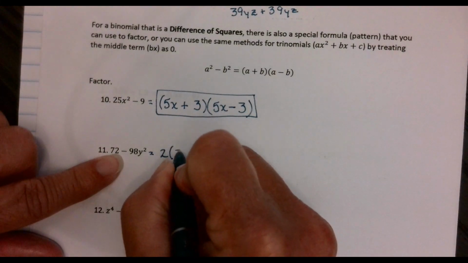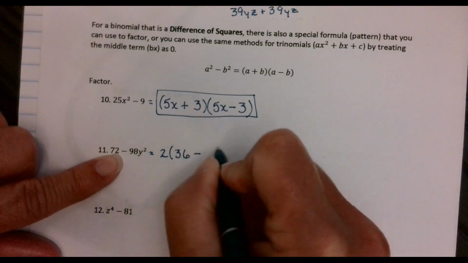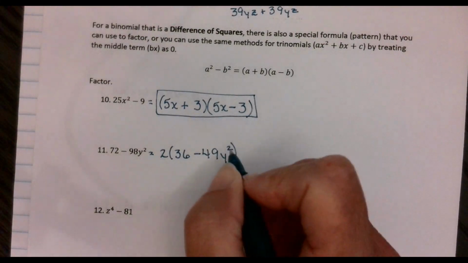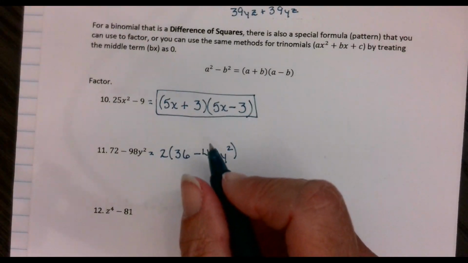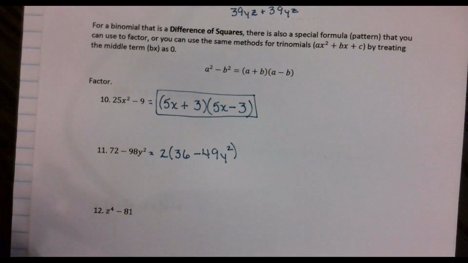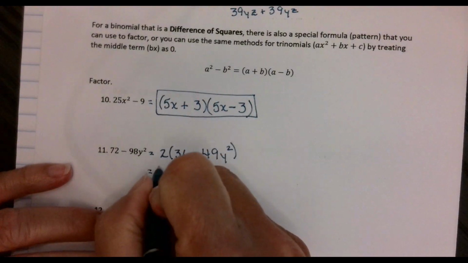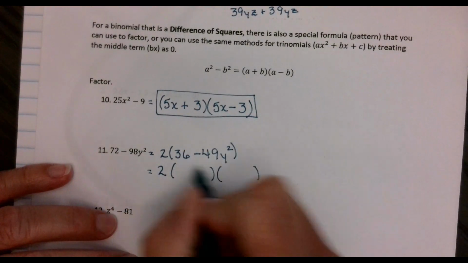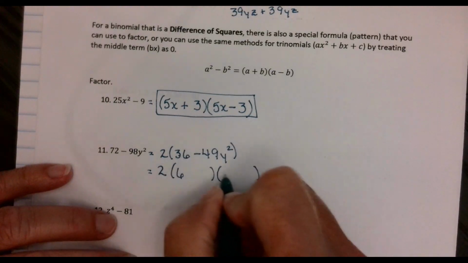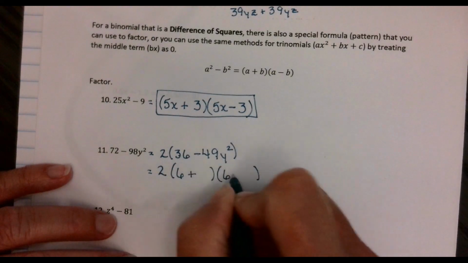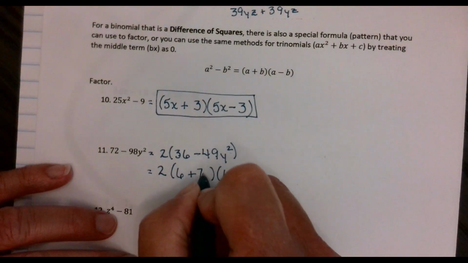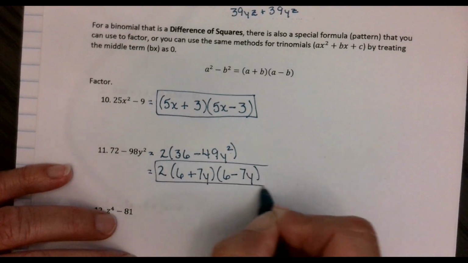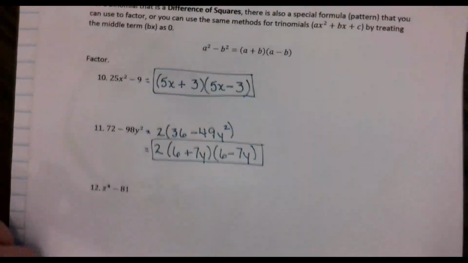So 2 goes into 72 36 times, minus 49y squared. Excuse me, sorry. I thought it was going to be a larger number. So keep that 2, otherwise it'll be wrong. Perfect square, 6 and 6. One's plus, one's minus, 7y and 7y. And that's it.